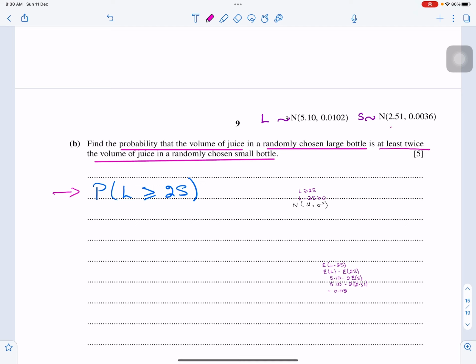So it means that you have to calculate the probability of L minus 2S greater than or equal to 0. Now you need to calculate the new mean and variance for L minus 2S, so that we have a new distribution. I have done a little work here to make the video short.